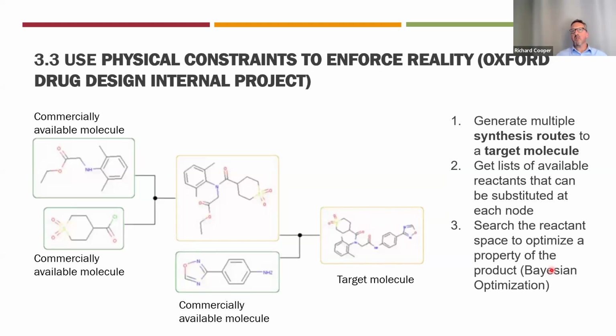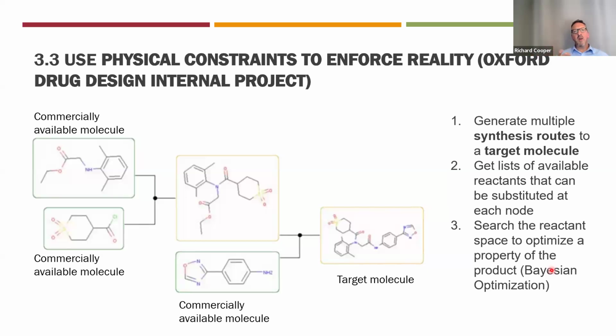This is an internal project at Oxford Drug Design, and it works in these 3 steps. We generate multiple synthesis routes to a target molecule. So here's one such synthesis route. We might generate 10 or 20 of these. And at the moment we use the AstraZeneca AiZynthFinder code to do that, but you can use any chopping up code that you want, any retrosynthetic analysis.